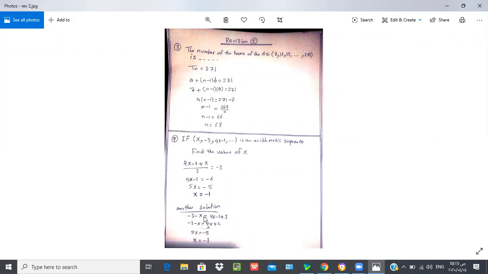The second answer, you can say that this is an arithmetic sequence. So if I make negative 3 minus x, it's the same as 4x minus 1 minus negative 3. The difference between any two terms is the same. This is d. So here negative 3 minus x equal 4x minus 1 plus 3. So negative 3 minus x equal 4x plus 2. And we will gather x together and the numbers together. So x equals negative 1. Okay?